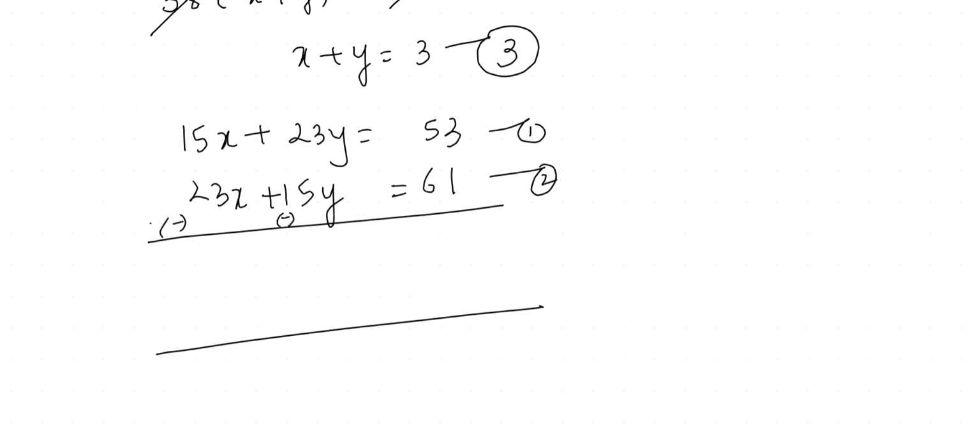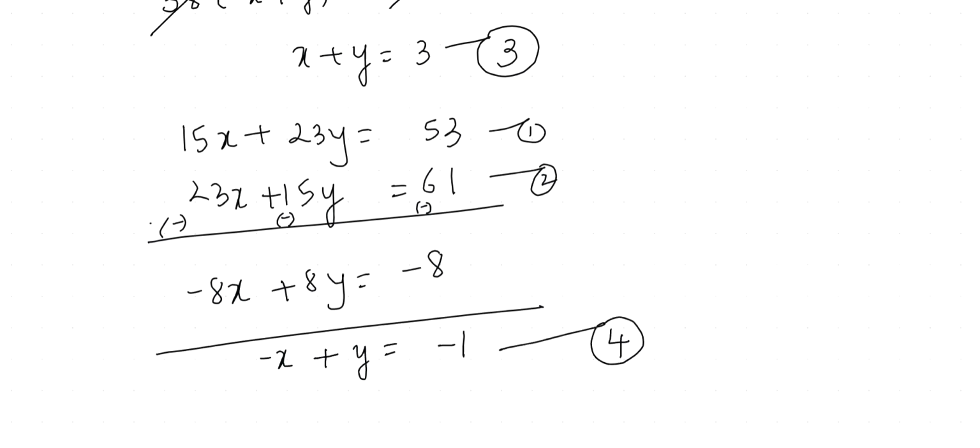15 minus 23 is negative 8x. 23 minus 15 is plus 8y. And 53 minus 61, that is, you are going to get negative 8 again. Or simply, if you divide this entire equation by 8 or take out 8 as a common factor, you will get what? Minus x plus 1y, or simply y is equal to minus 1. That is equation 4. Okay.